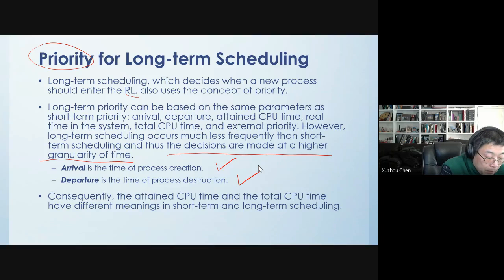So that's why the attended CPU time and the total CPU time have different meanings for short-term and long-term scheduling. That's something we can see in the next couple of slides, when we talk about the various scheduling algorithms. The attended CPU time and the total CPU time have different meanings for long-term and for short-term.